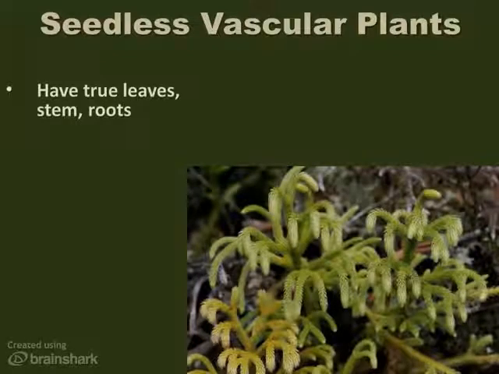You might be asking yourself, what are the types of seedless vascular plants? And you know what? I'm really glad you asked. Let's take a look at them. One group are the club mosses. They look like little pine trees and they have scale-like leaves, like you see here in this picture.